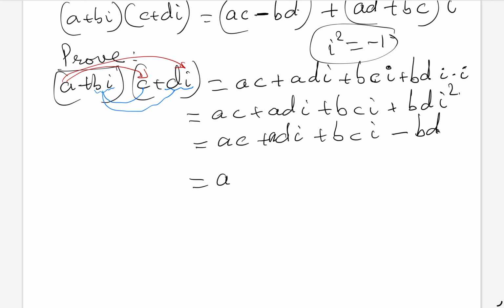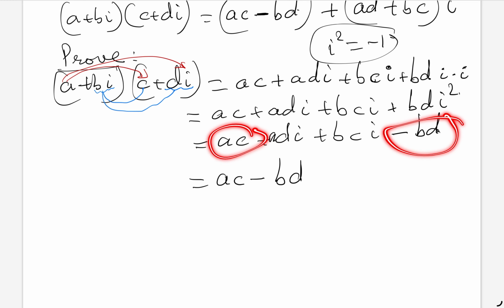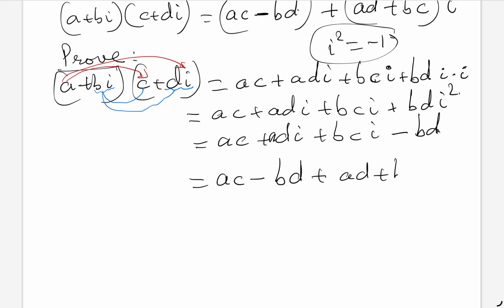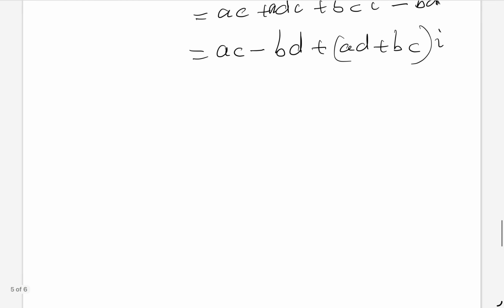So you have ac minus bd. That's the real part. And that's the imaginary part. Okay? So you have plus ad plus bc times i. That's it. Okay? It's where it comes from. So you always have to distribute if you face a multiplication problem. Okay? Just let me give you one example.